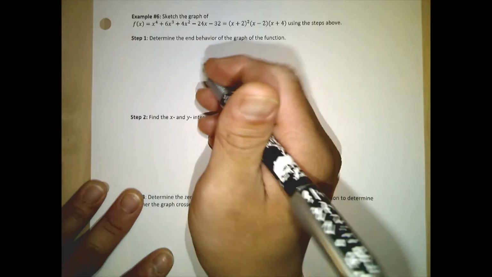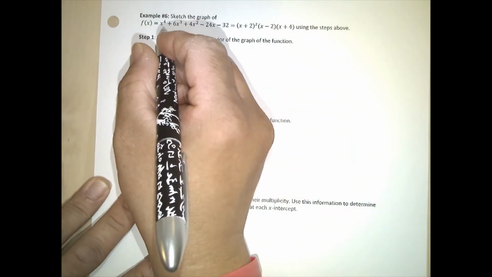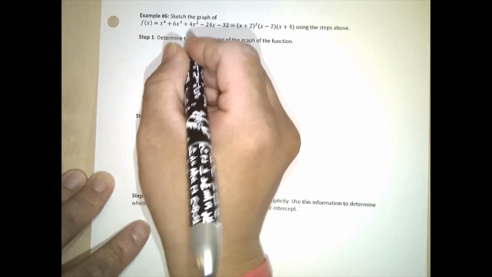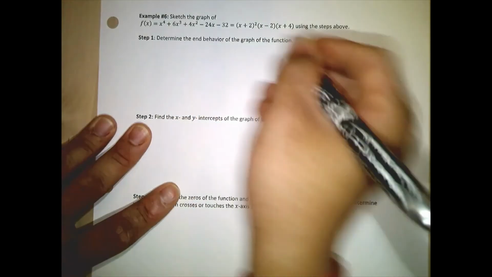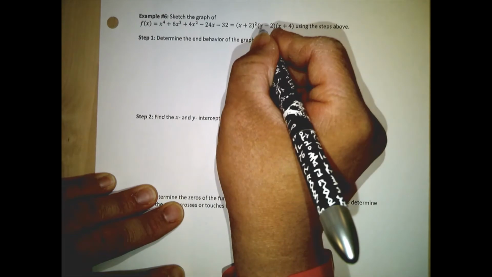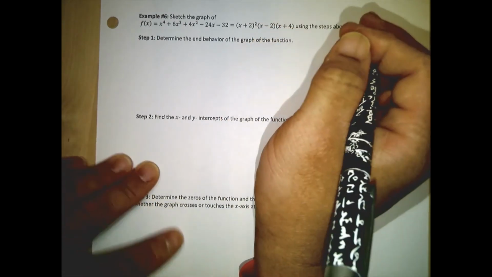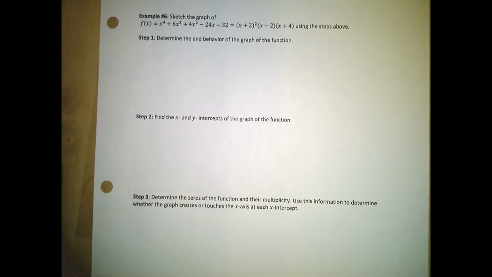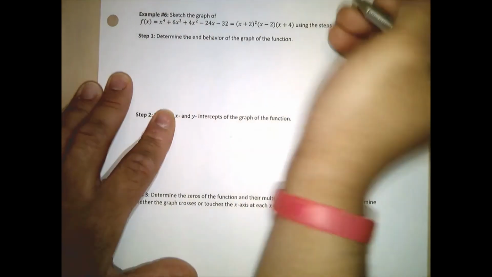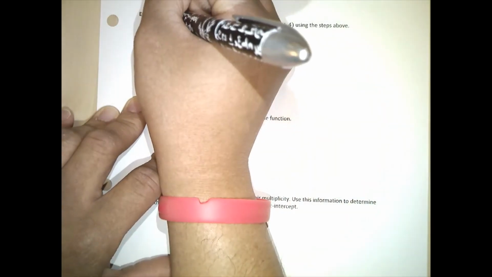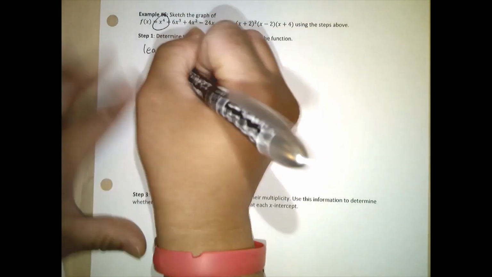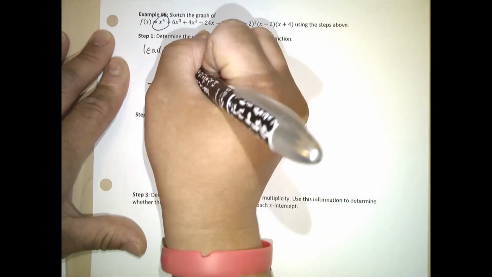So sketch the graph of f of x equals x to the fourth plus 6x to the third plus 4x squared minus 24x minus 32. So that is equal to x plus 2 squared times x minus 2 times x plus 4. Using the steps above, we're going to determine the end behavior of the graph of the function. Well, the leading term is x to the fourth. So I know that the end behavior looks like this.